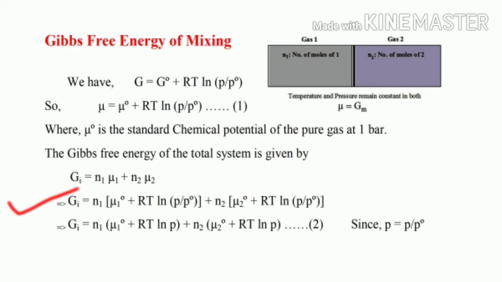The Gibbs free energy of the total system is therefore given by Gi equal to N1 mu1 plus N2 mu2. This implies Gi equal to N1 into (mu1 naught plus RT ln P by P naught) plus N2 into (mu2 naught plus RT ln P by P naught). This implies Gi equal to N1 into (mu1 naught plus RT ln P) plus N2 into (mu2 naught plus RT ln P). Give it equation number 2, because we can replace P by P naught by P.